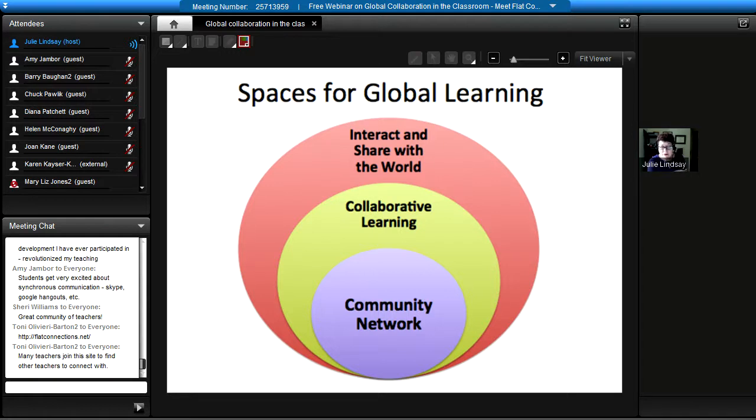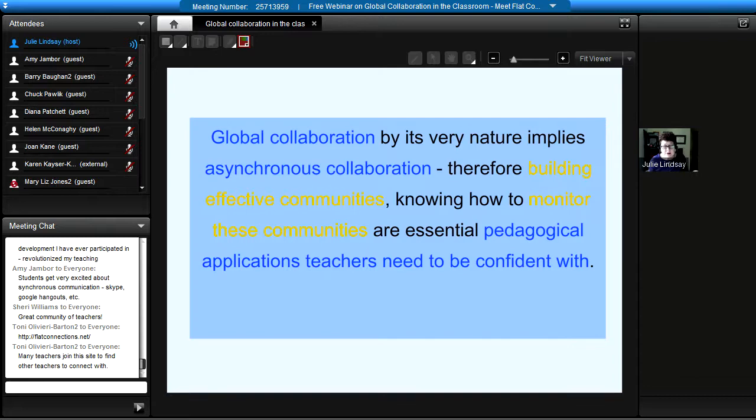Are we going to be able to use YouTube? Are we going to use Vimeo? Are we going to use Twitter to share with the world and interact? So different spaces, different learning spaces, once again, with this Web 2.0 idea in mind.